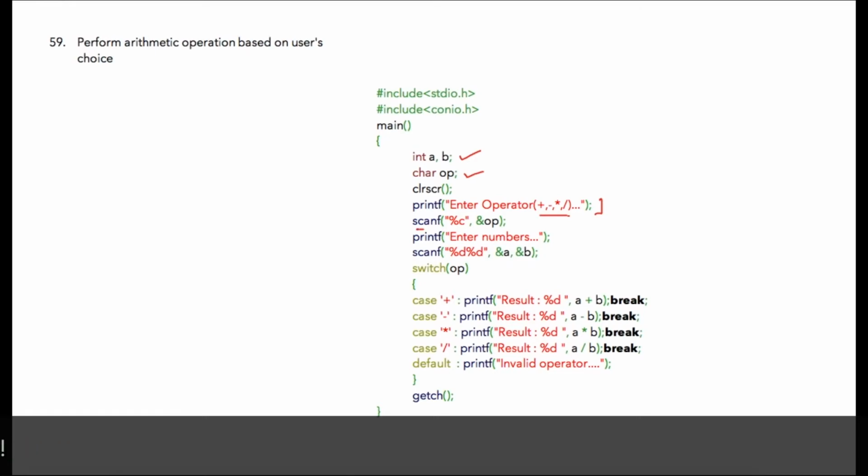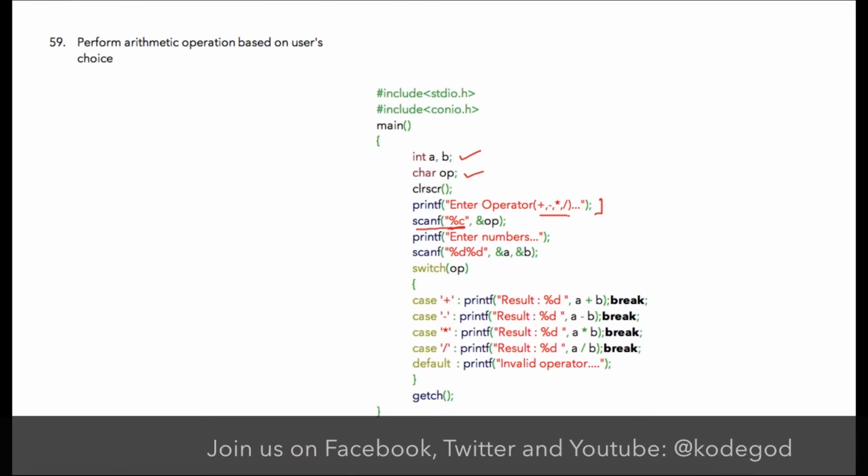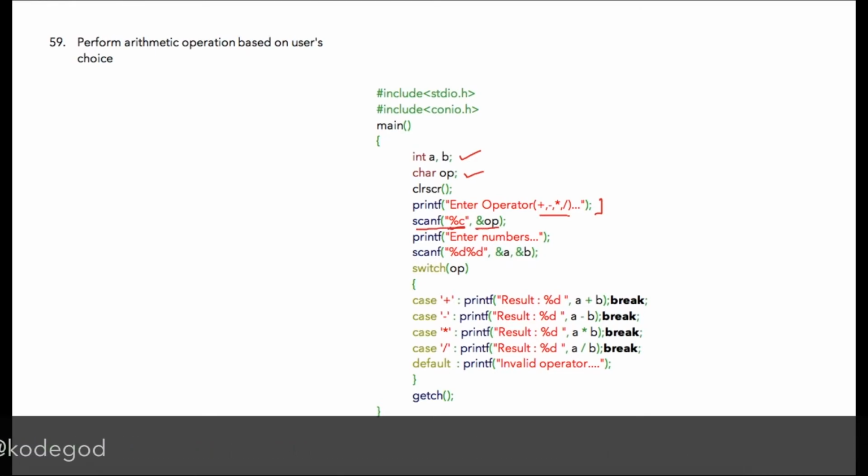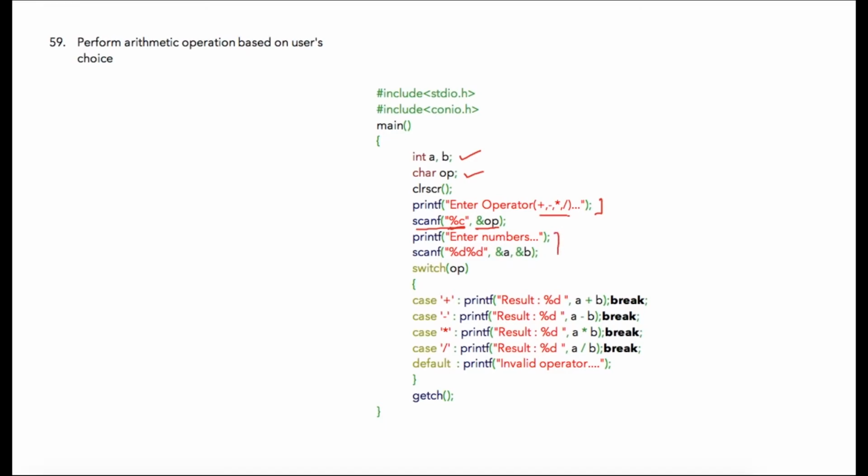Then we are scanning the character variable. Note I have written %c over here and it will be stored at the address location of OP. Then I'm asking the user to enter two numbers which I'm storing at address A and address B. Those are integers, hence I've written %d.